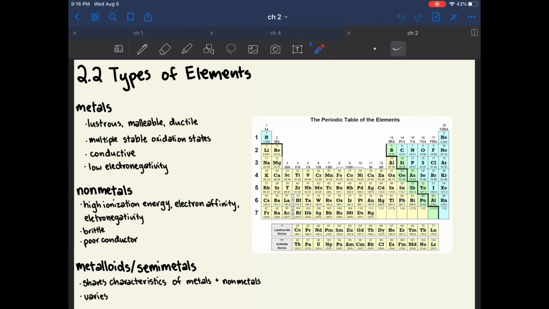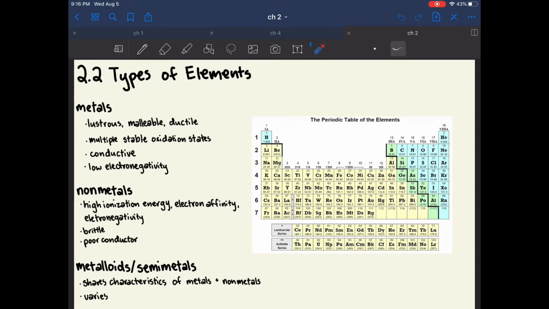electricity well. All of these characteristics are because metals have multiple stable oxidation states, which means a metal can exist as a +1 ion, +2, +3, and so on, depending on the specific metal. Some metals can have up to 7 different stable oxidation states, which means they're very flexible in how many electrons they can give up or receive.